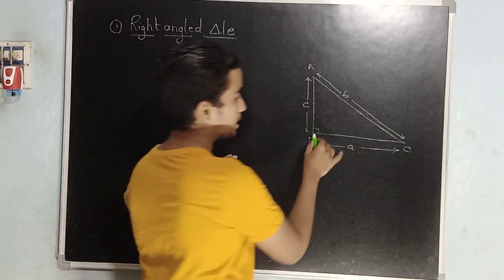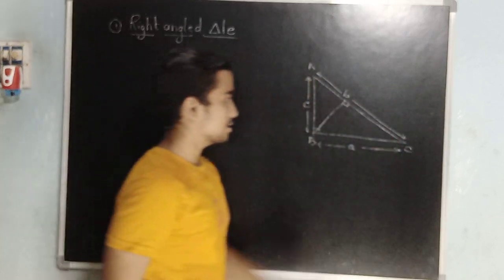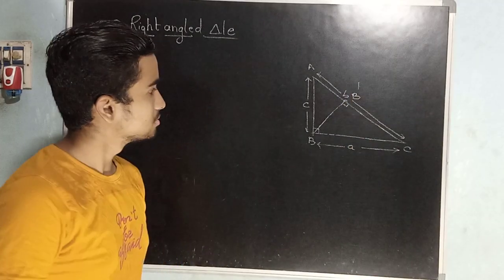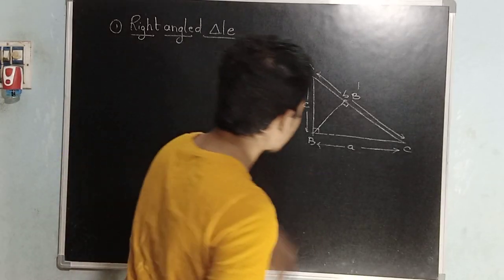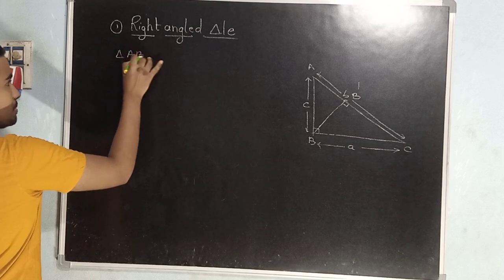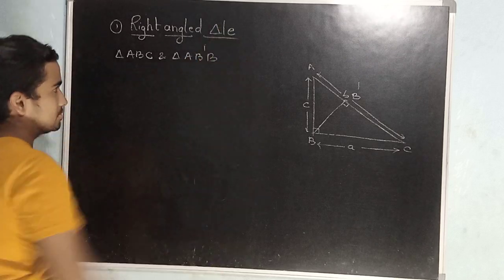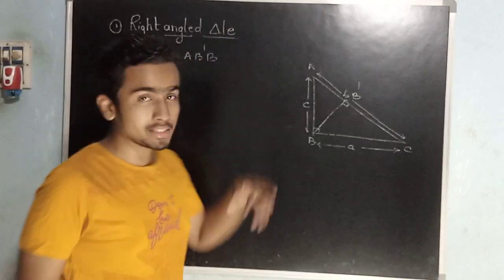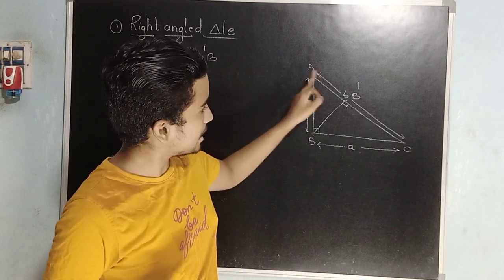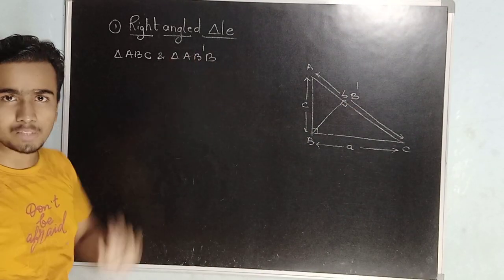What I will do is draw a perpendicular from vertex B on side AC. Let me take it as B dash. Okay. Let me consider two triangles. This is triangle ABC, the first triangle, and the second triangle is triangle AB dash B. Okay.